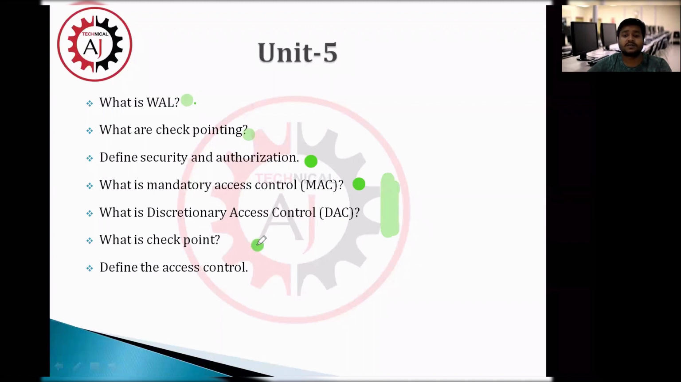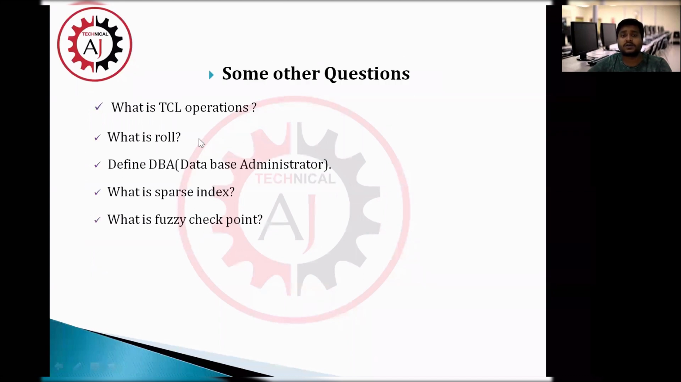What is checkpoint? Another is define the access control. So you can learn these questions and you will definitely get a minimum of 80% marks in your end semester examinations. Okay, some other important questions I have written here. Number one, what are TCL operations? What is role? What is DBA? Sometimes these short questions will come in your examination.